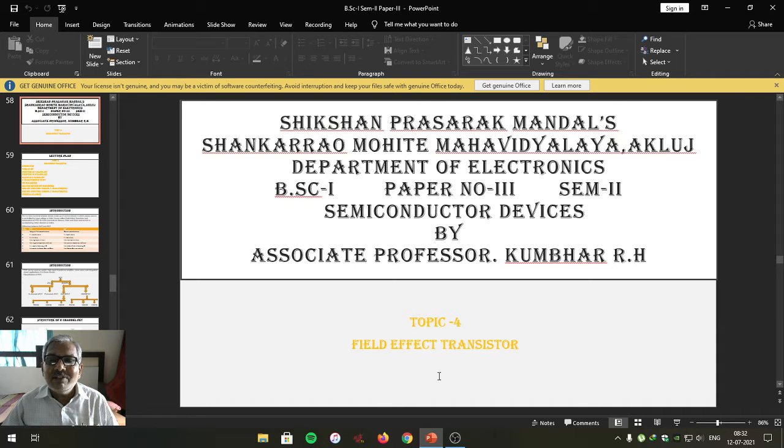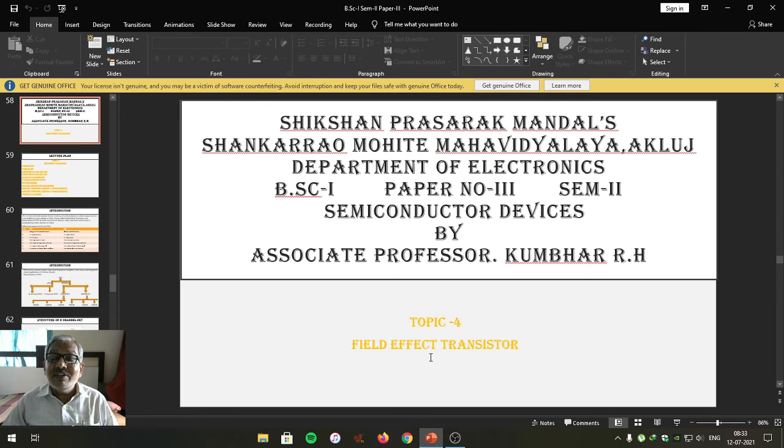In the field effect transistor, no doubt it is also a transistor, but in this there is a transfer of resistor that takes place from high to low. In both cases, there is a transfer of resistor. In the BJT, the transfer of resistor takes place from input to output as low to high. But in the field effect transistor, it takes place from high to low.